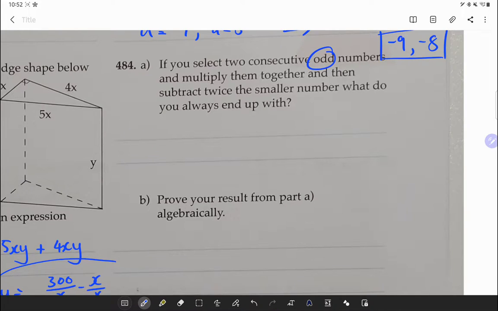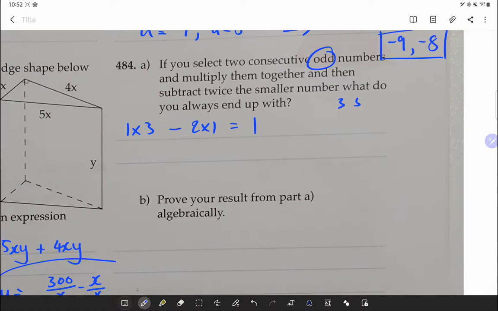So if I multiply them together, so like 1 times 3, and then subtract twice the smaller number. So 2 times 1, right? So double that. What do I get? So that's 3 minus 2. I get 1. Okay. Let's try some other numbers.